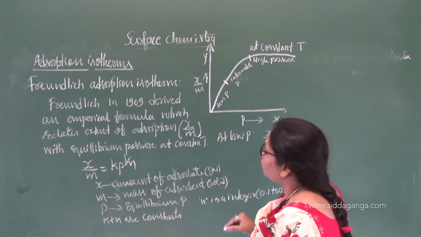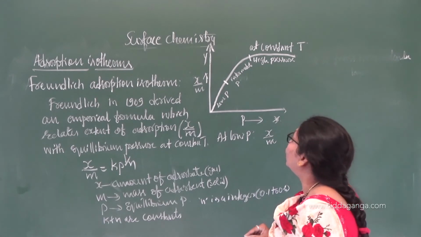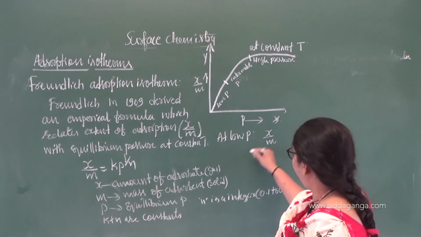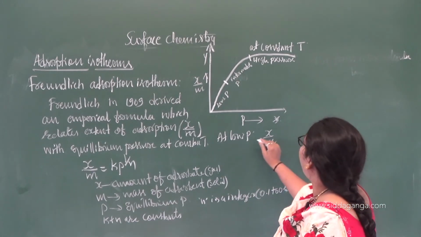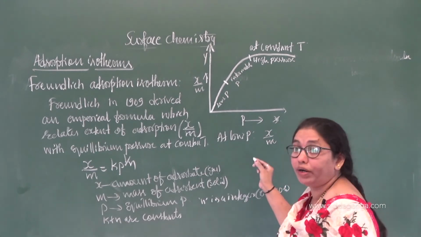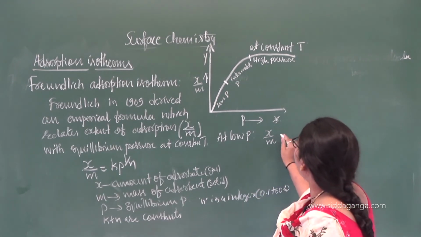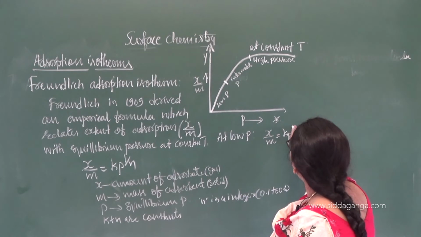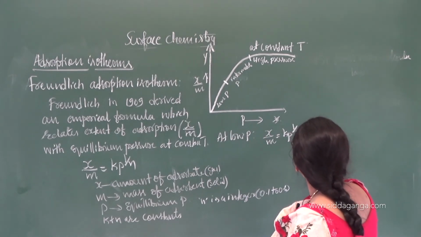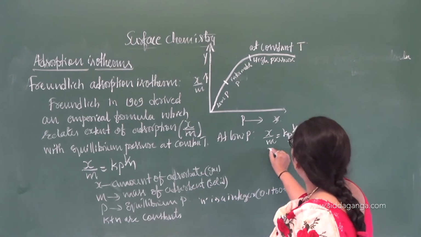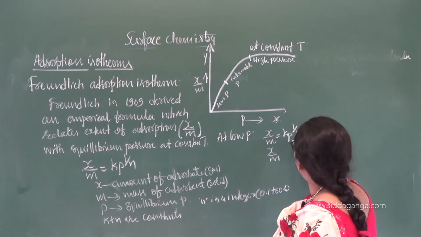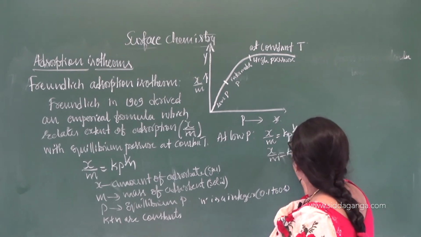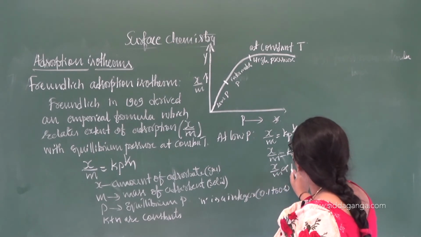So, at low pressure what happens? At low pressure the value of n is equal to 1. Actually, it is 1 to 5 in the textbook. So, if the value of n is equal to 1, the equation becomes x by m equals k into p to the power 1 by 1, so x by m is equal to kp, or you can write this as x by m directly proportional to p.